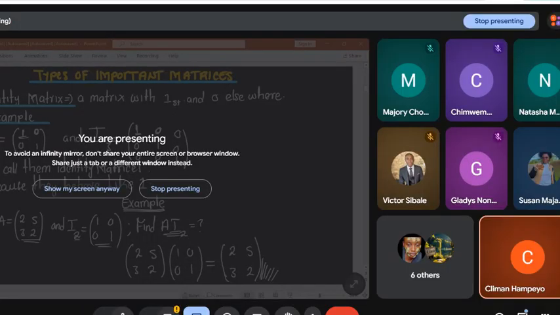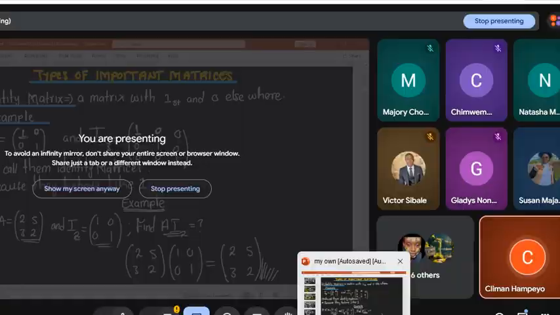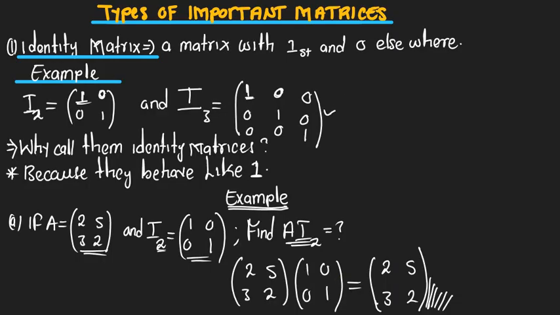All right. So it has got a behavior like 1. Whatever you multiply by an identity matrix should give you that matrix. The same also for a 3 by 3 matrix; it will still give you that same figure.